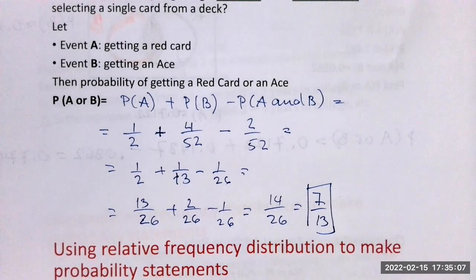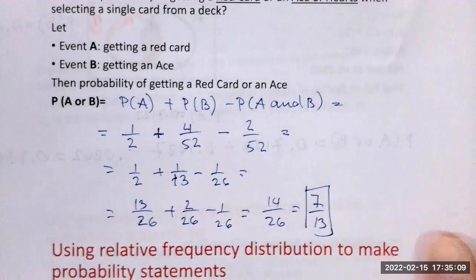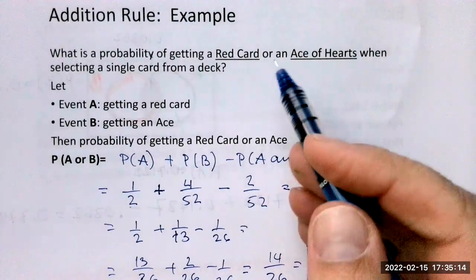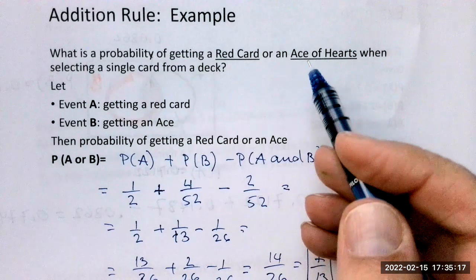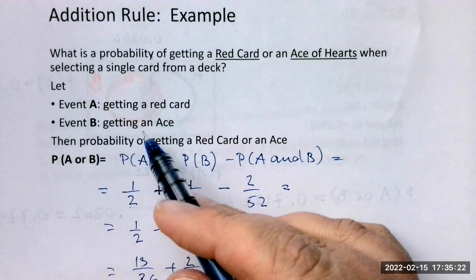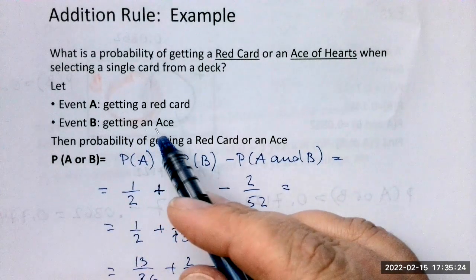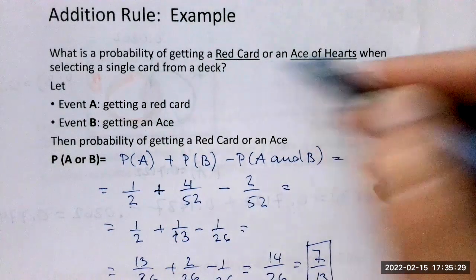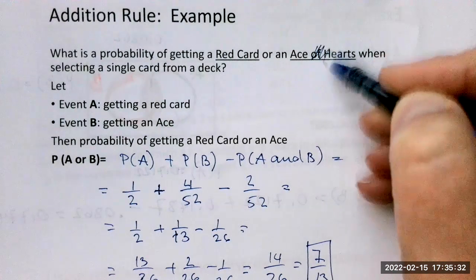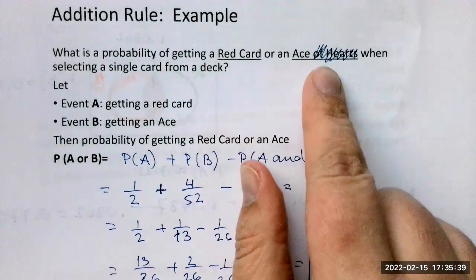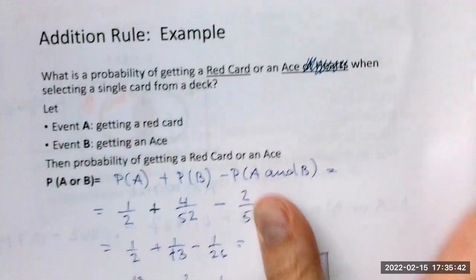I think this is a typo in the setup. This says, what is the probability of getting a red card or an ace of hearts? And then in event B, it's just getting an ace. There's nothing about getting an ace of hearts. So I think the problem meant to read getting a red card or an ace. If we actually figure out the probability of getting an ace of hearts, we're going to get a different number.